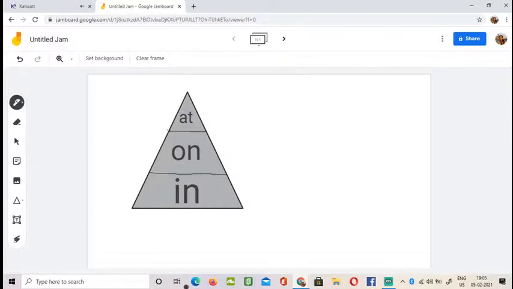Okay, here is my screen, and on that screen you can see a triangle, right? You must be wondering what that triangle is and what this at, on, and in mean. These are nothing but prepositions, which we use in our daily life. Prepositions describe the relation between two things. Today we are going to learn prepositions of time: where to use at, where to use on, and where to use in. We will be learning in which sentence at should come, or on should come.